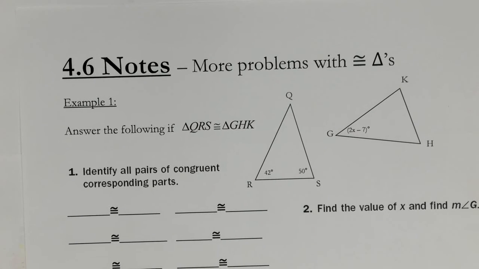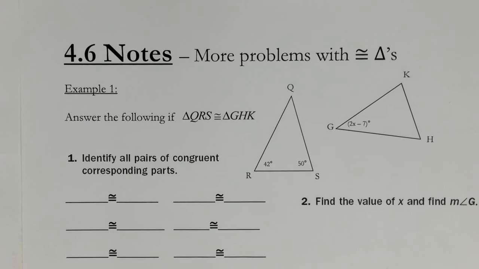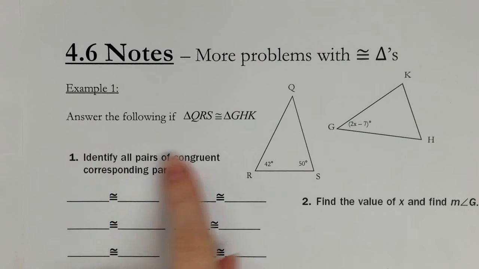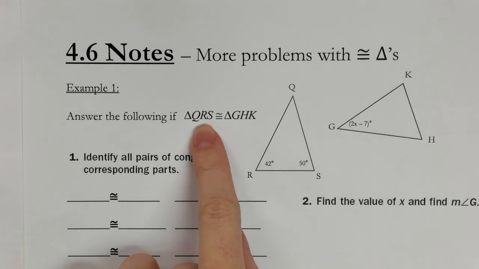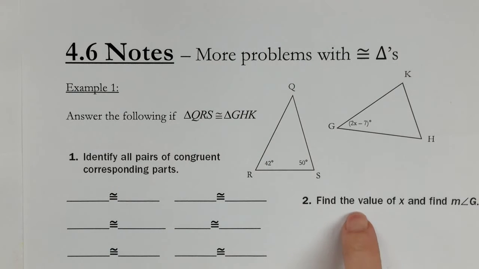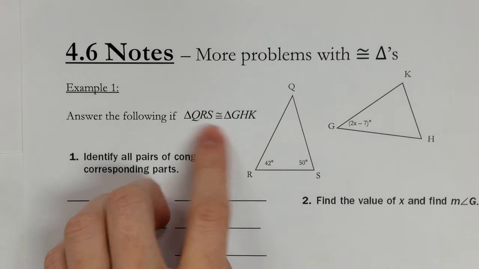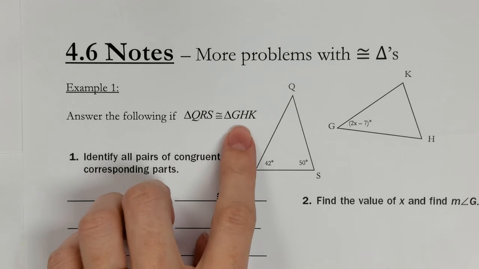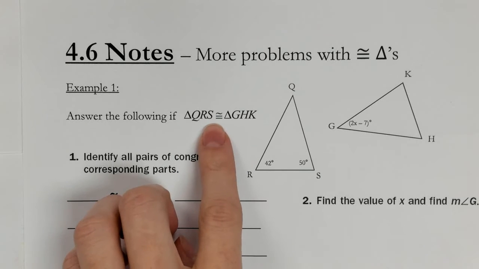Okay, so today we're going to do your 4.6 notes, and this is just going to be more practice with congruent triangles like we talked about in the last lesson. So you're going to use this triangle congruent statement to answer question number 1 and number 2. And remember that the order of the letters matters, so we have to match up the corresponding sides and corresponding angles based on this statement right here.